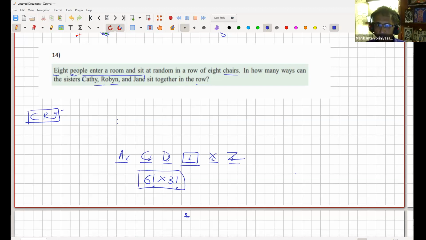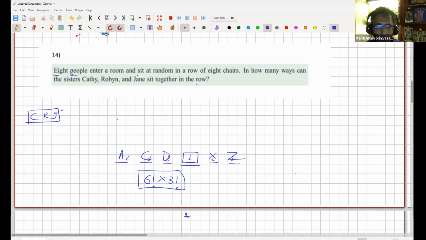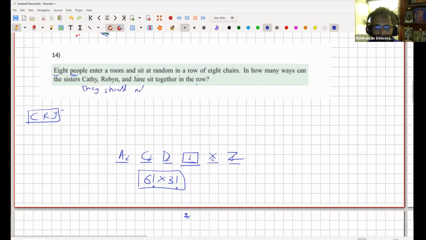Yeah. Okay. Now I'm going to give a few variants of this question. So the first variant is: how many ways are there that they should not all sit next to each other? Okay. Can someone explain to me?